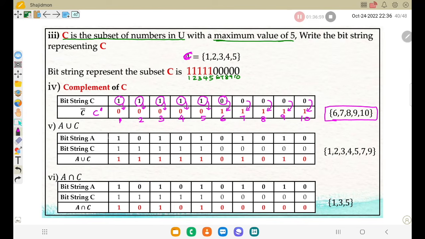Now A and C, what is the union? A union C. See, A means 1 0 1 0 1 0 1 0 1 0. Bit string of C means 1 1 1 1 1 0 0 0 0 0. You can see this table. Now A union C means union. Union means if a number is in one of the sets, it will come in the union. So here 1 and here 1 means it is 1.